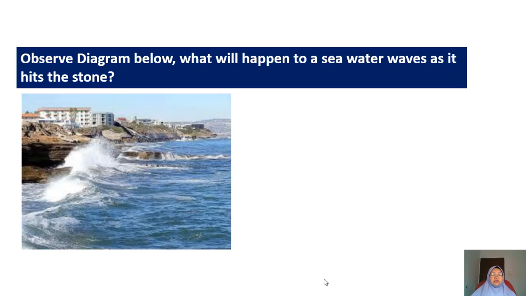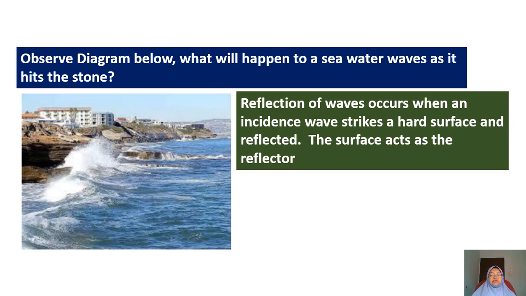Now we move on to the first topic. Observe the diagram below. What will happen to a seawater wave as it hits the shore or hits the stone? Reflection of wave occurs when an incident wave strikes a hard surface and is reflected. The surface acts as the reflector.